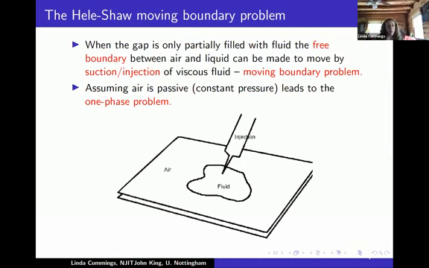And if you assume that the air behaves passively, so it's just a constant pressure fluid, which is reasonable under most circumstances, then that leads to what's known as the one-phase problem, where you just have to solve the governing fluid dynamics equations within the viscous fluid region, subject to appropriate boundary conditions at the moving boundary. And that's what's going to determine the free boundary evolution in time.